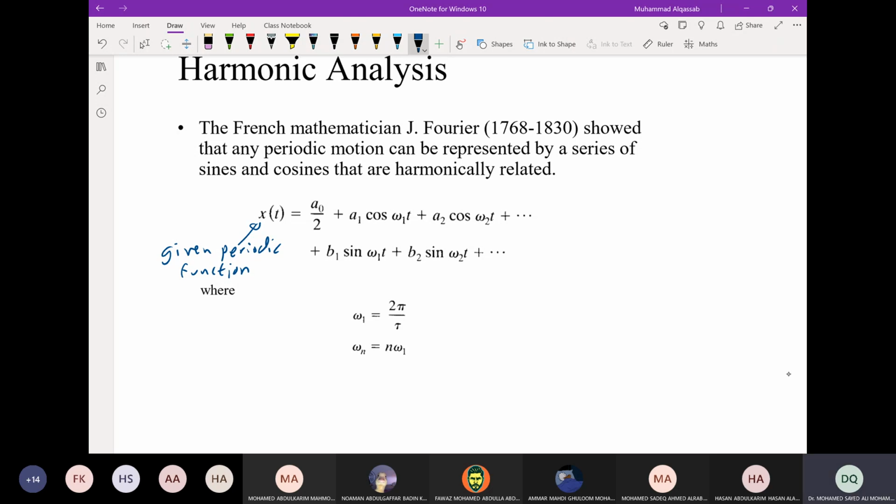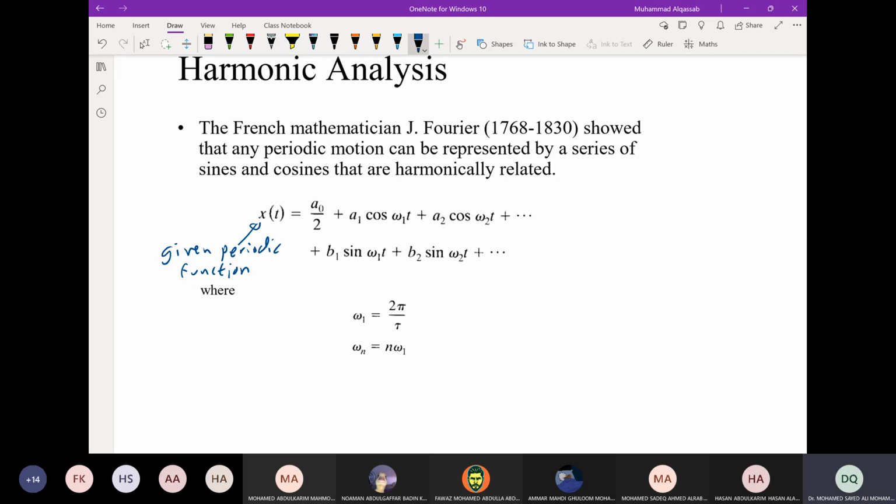What is omega 1, omega 2, and so on? Omega 1 is 2 pi over tau, and we know this from the previous topic we talked about. Okay, that the frequency is defined as 2 pi over tau, and tau is the period of one cycle, or the time for one cycle. We call it the period of oscillation. So for the given periodic function x, the time for one cycle, tau, is given.